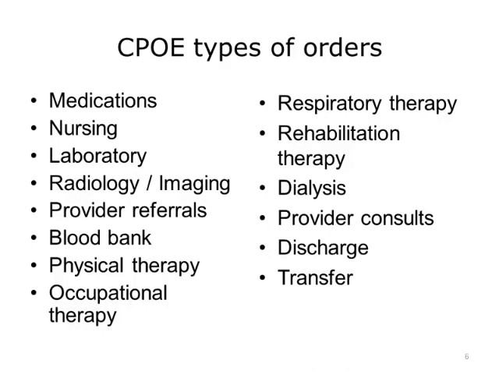Other types of orders that may be entered into a CPOE system are nursing orders, laboratory orders, radiology or imaging orders, provider referrals, blood bank orders, physical therapy or occupational therapy orders, respiratory therapy orders, rehabilitation therapy, dialysis orders, provider consults, and discharge and transfer orders.